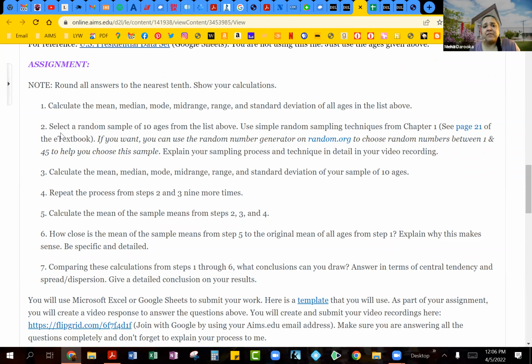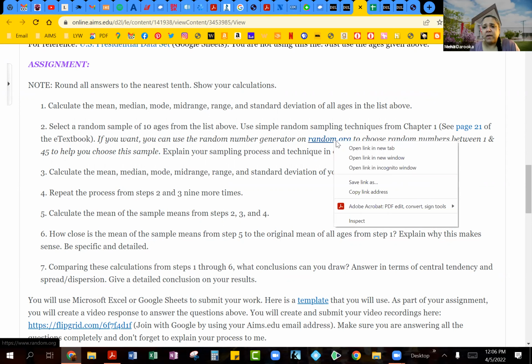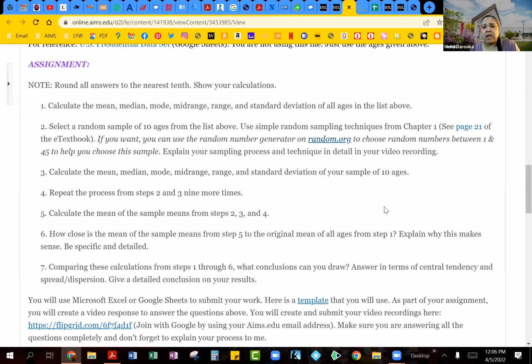So I've given you instructions here. You have to select a random sample of 10 ages from this list above. You can use random sampling techniques that you saw in chapter 1, or you can use the random number generator at random.org to choose your random numbers between 1 and 45. And again, you're doing between 1 and 45 because we've got 45 ages over here. So let's see how you can do that.